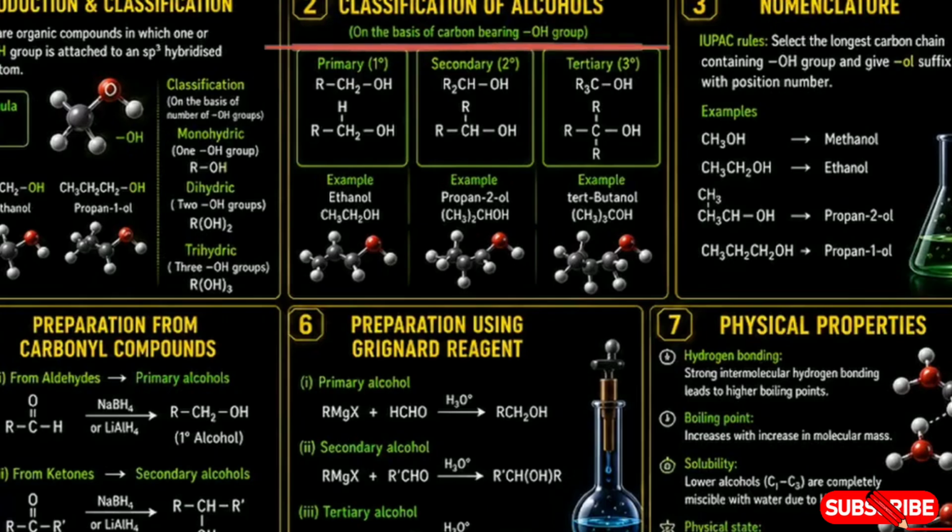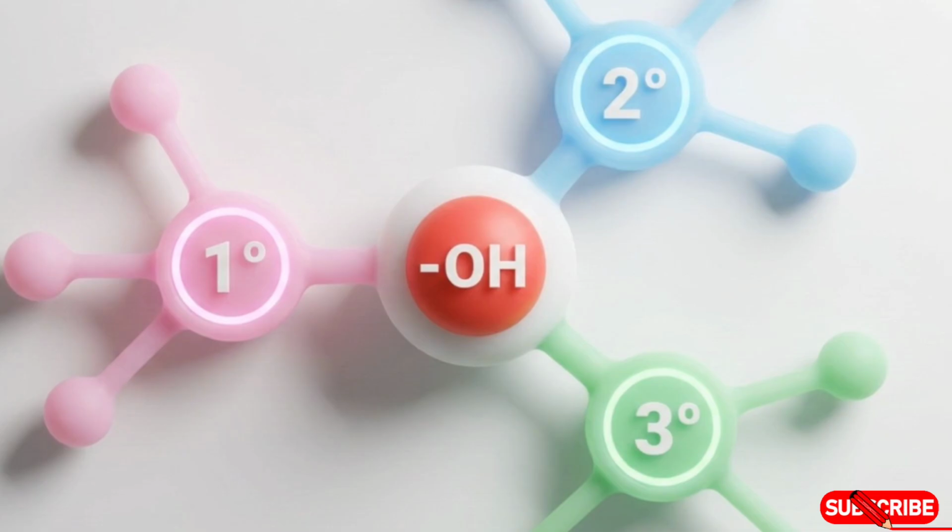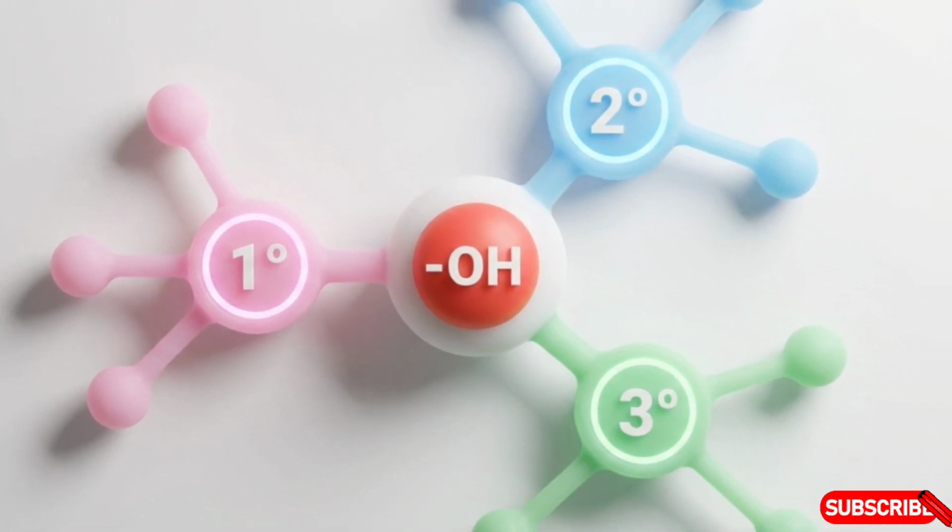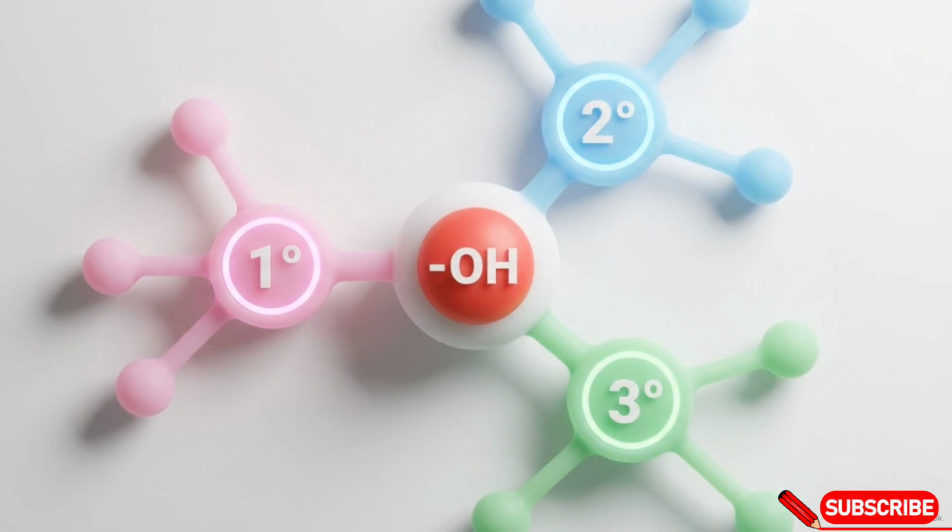Here in panel 2, we categorize them by placement. Depending on whether the carbon bearing the OH group is attached to 1, 2, or 3 other carbons, we classify the alcohol as primary, secondary, or tertiary. This architectural placement dictates the molecule's chemical destiny. Whether an alcohol is primary, secondary, or tertiary strictly determines its reactive potential.